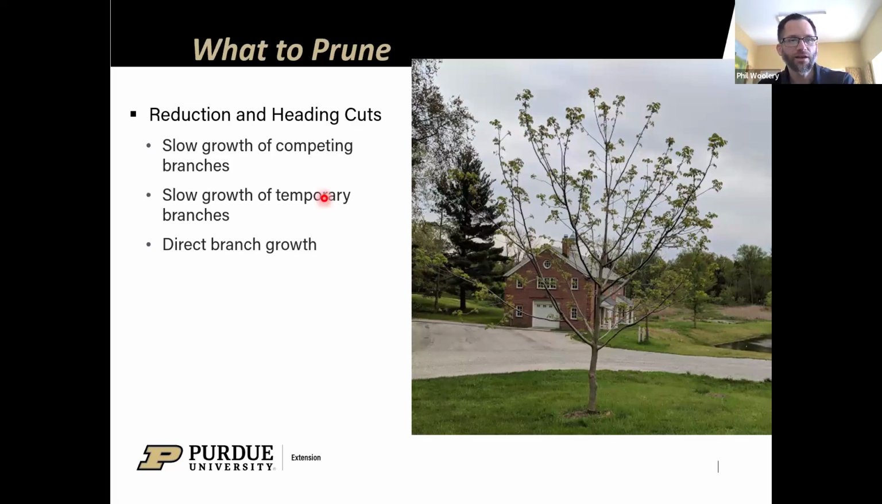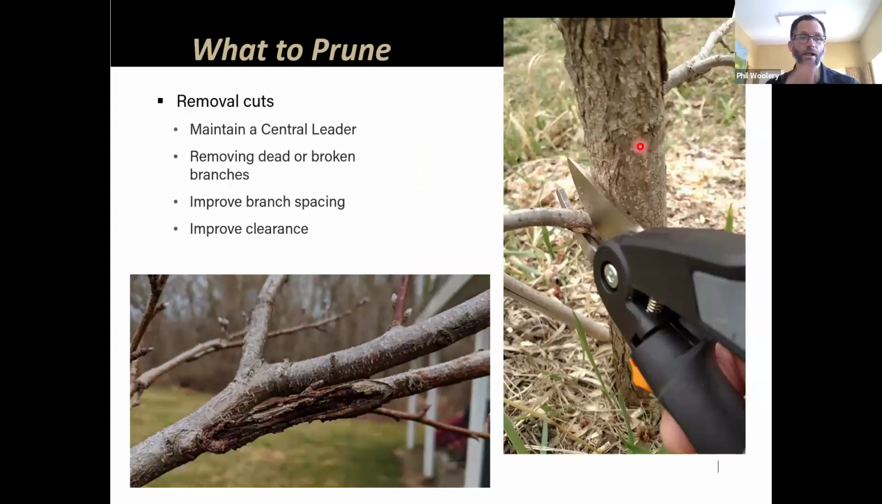So what that does is slow the branch down. Like this branch here on the tree, it's growing up, but it was a fairly large branch. If I take off some of that, it slows it down, and then in a year or two, I'd remove it. We can also use it to direct growth, if we want it growing out and not up, or in a certain direction. All right, with removal cuts, we can maintain a central leader, improve branch spacing, and remove broken or damaged branches.